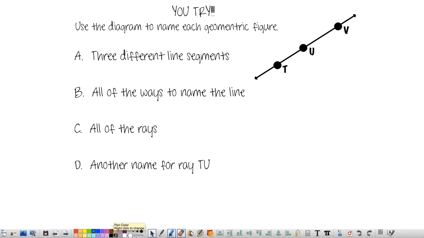All right, so what you're going to do is take some time and identify the 3 different line segments and then all the ways to name this line. And you're going to name all of the rays, and then you're going to give me another name for ray TU.